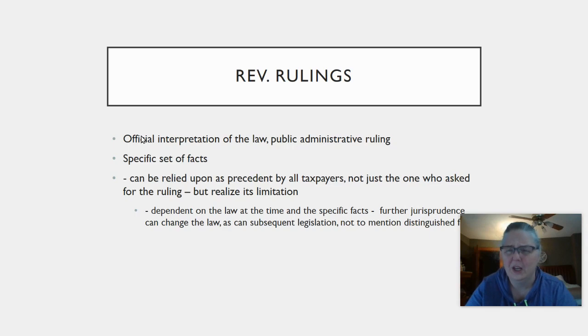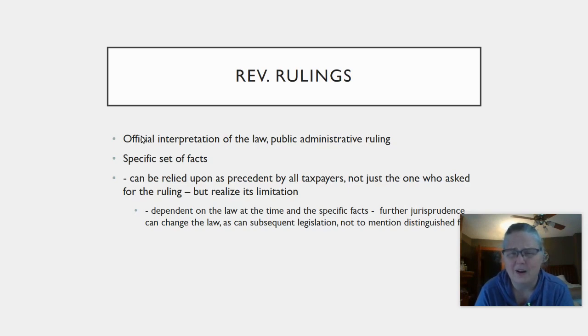What do these things mean as far as imparting information? First one, revenue rulings. You guys already have seen a revenue ruling because you printed one out, and this is where you got the list of the tax brackets that are adjusted for inflation. It's an official interpretation of the law. It's equivalent to a public administrative ruling. These are based on a specific set of facts. These can be relied upon by taxpayers, all taxpayers, not just the ones who requested the ruling. But again, when you have something like this, just like you're probably taught in LARW, realize the limitations of something like this. These are all dependent on a set of facts. So if your facts can be distinguished, okay.